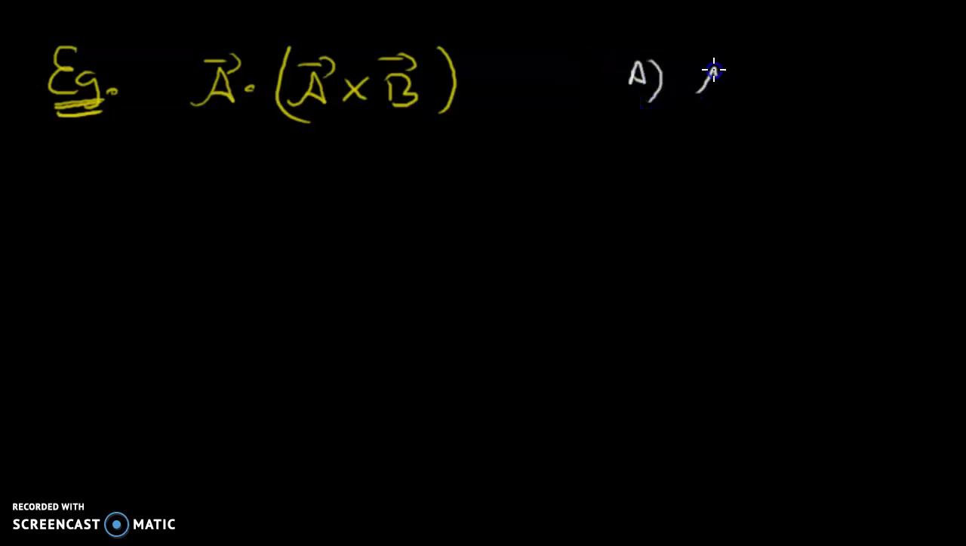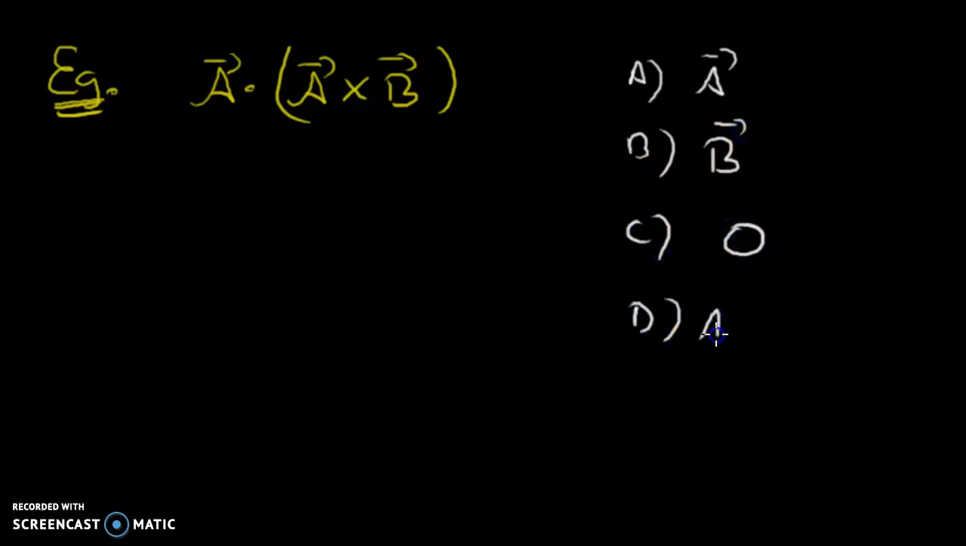I give you options A, B, 0, A cross B. You just need to think and do it creatively. So it is dot product and the cross product, both are together. So the thing is, first just try to understand.